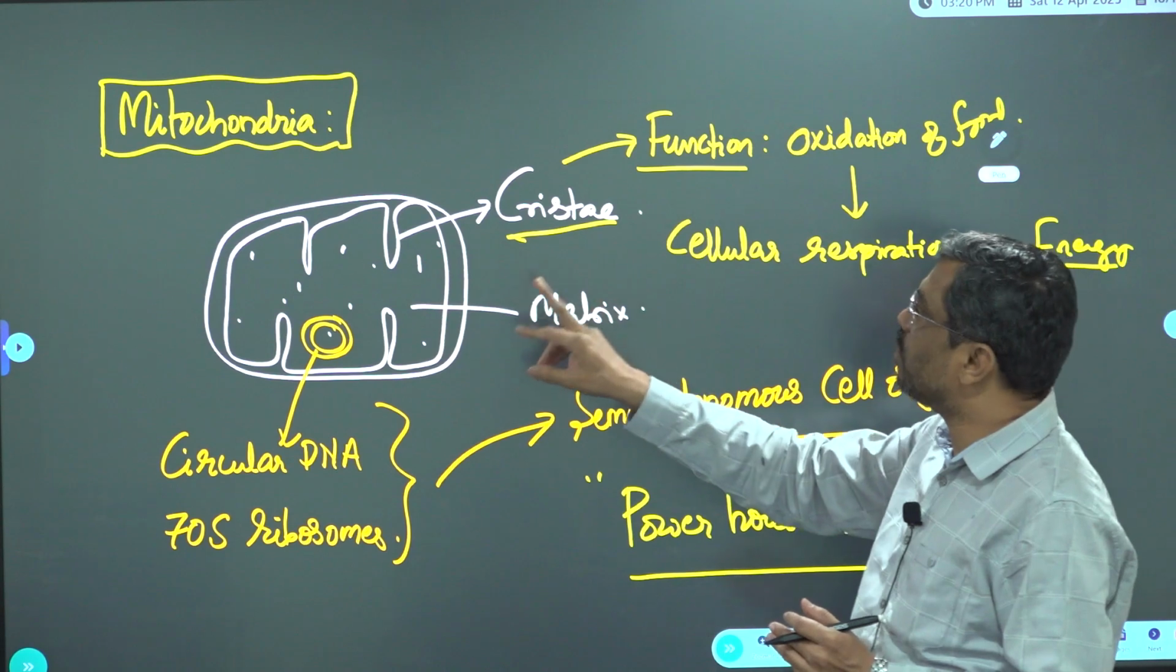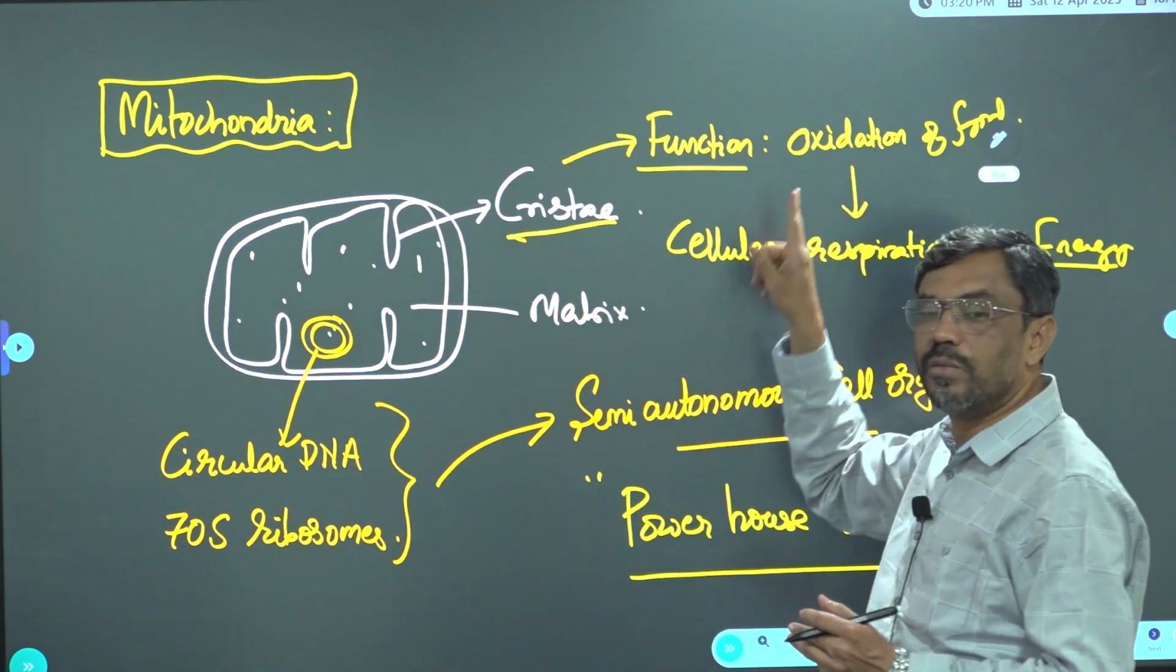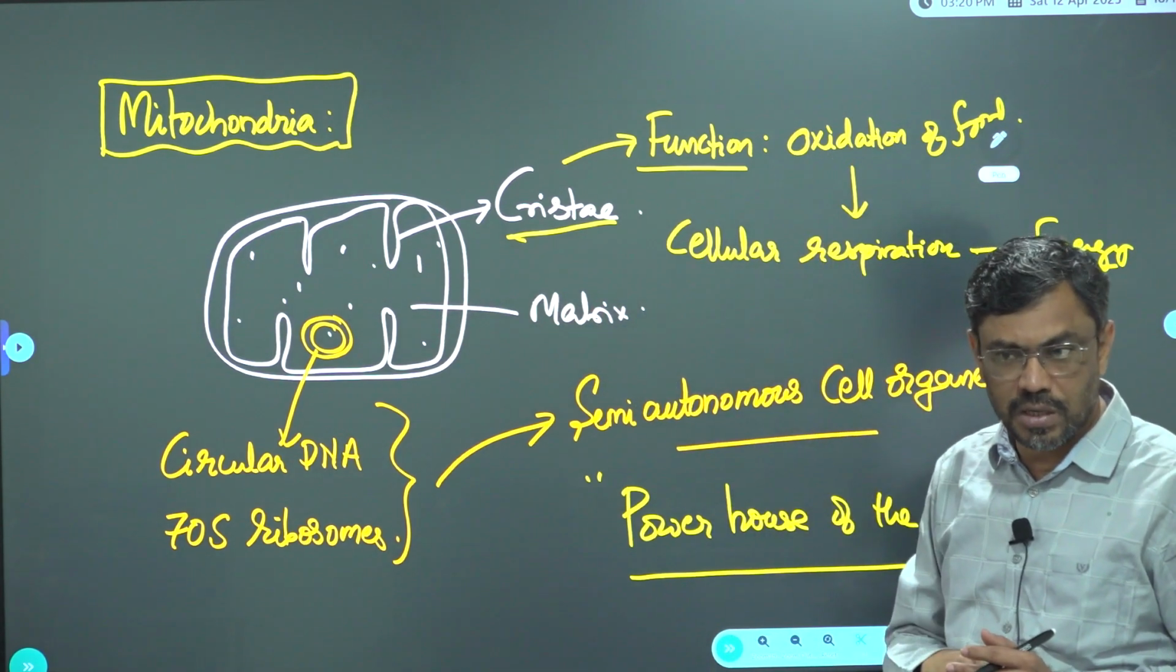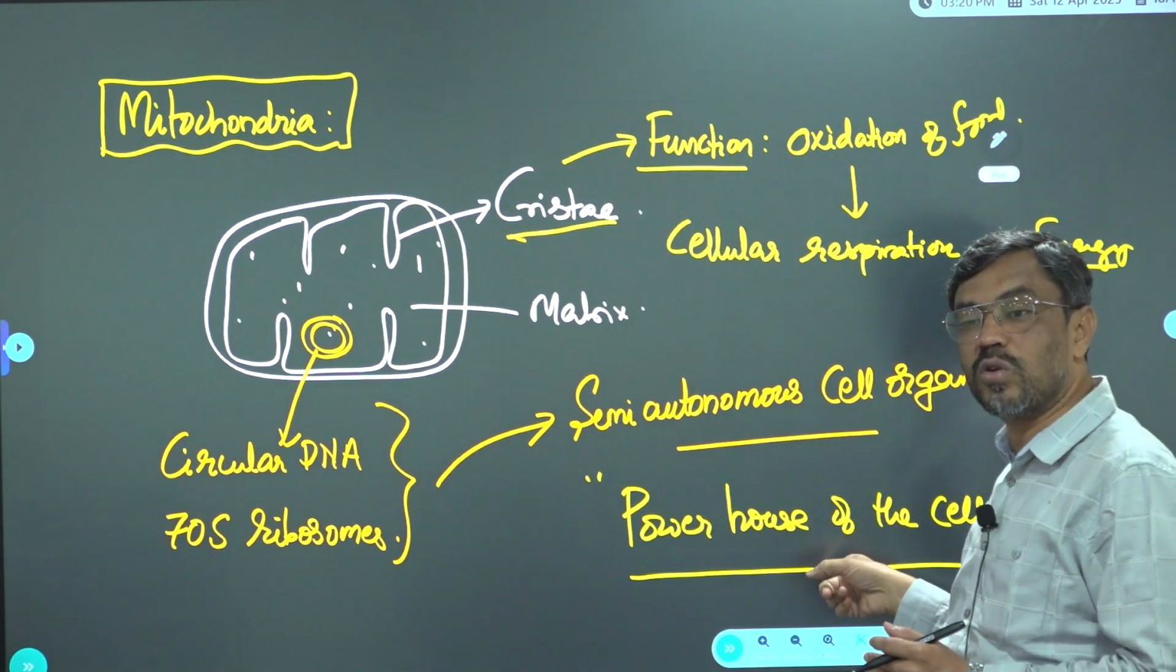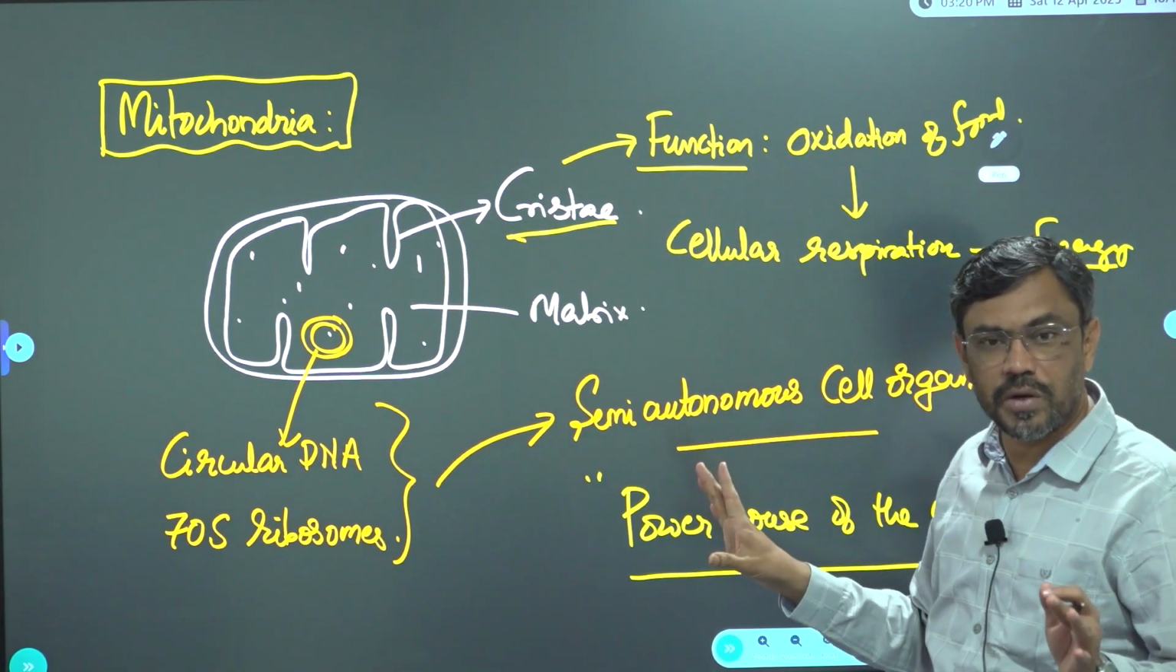The main function of this mitochondria is oxidation of food material, that is the cellular respiration process. Cellular respiration means the energy generation process. That is why it is called the powerhouse of the cell. These points you have to remember.